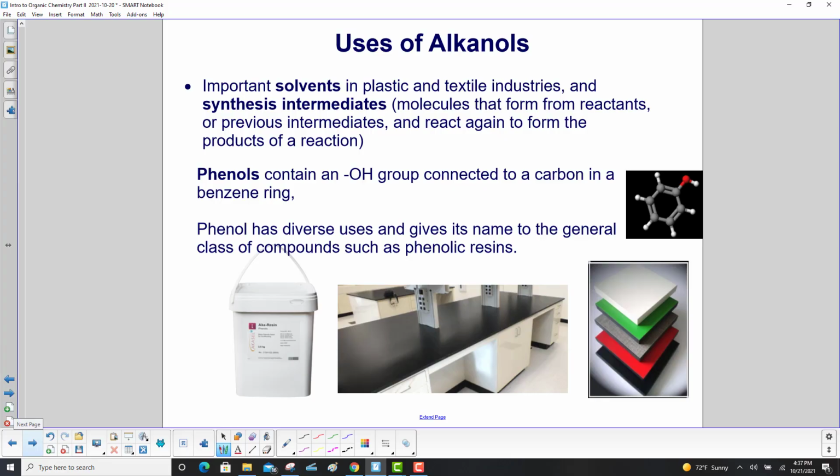More uses. They are important solvents in plastic and textile industries and synthesis intermediates. Those are molecules that form from reactants or previous intermediates and react again, hence the word intermediate, to form the products of a reaction. Phenols contain a hydroxyl group connected to a carbon in a benzene ring. That's right over there. Phenol has diverse uses and gives its name to the general class of compounds such as phenolic resins.